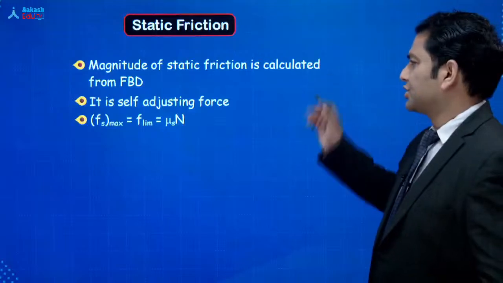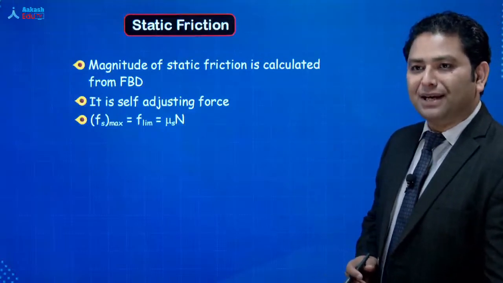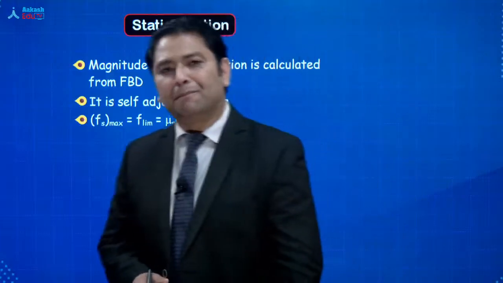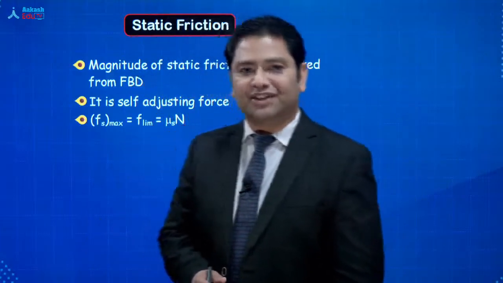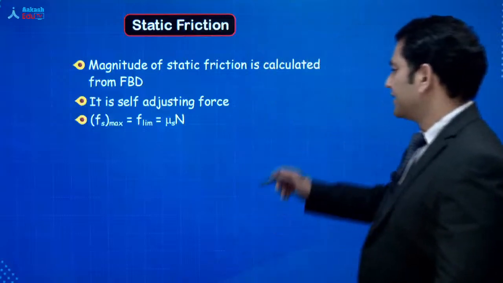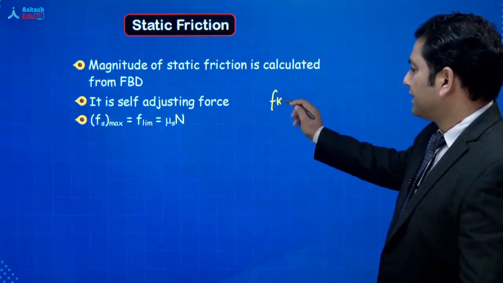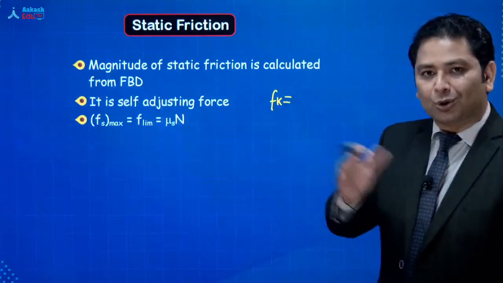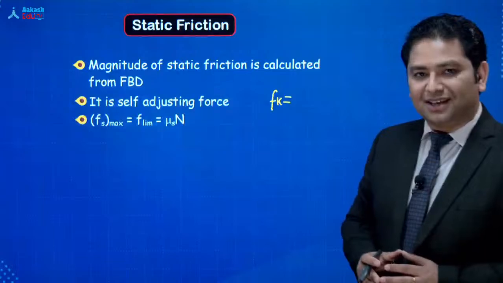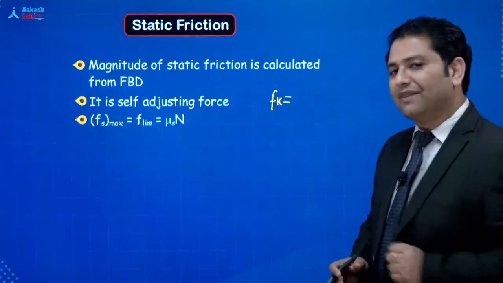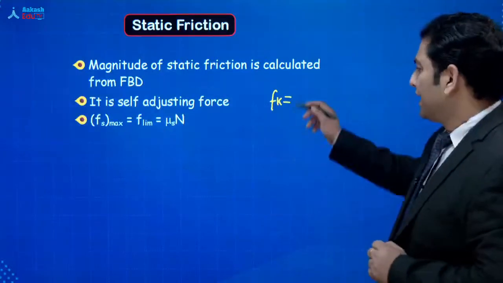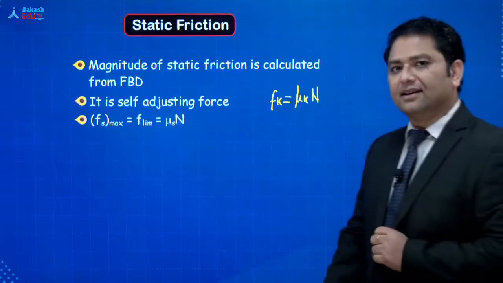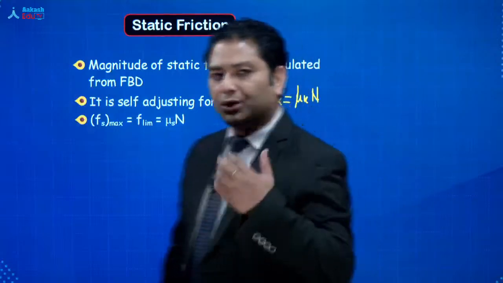Magnitude of static friction is calculated from FBD, the free body diagram. यहाँ पर there is a major difference from kinetic friction. अगर हम kinetic friction की बात करें, then the expression of kinetic friction, how much is it? Say it loud at your own place. Answer post करने की ज़रूरत नहीं है, but tell me, how much is the value of kinetic friction?